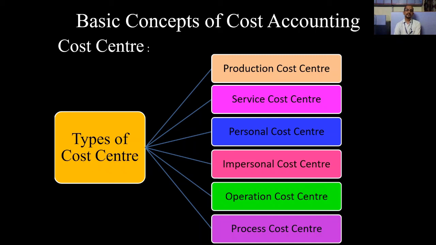Next, personal cost center. Here you identify the person, and then you can arrive at the cost incurred. Next is impersonal cost center. In simple words, it is one which is not a personal cost center. It may be a production cost center or a service cost center. Next is operation cost center. Where any operation or similar activities are being carried out, it is called operation cost center. And the last is process cost center. When there are specific processes or a continuous sequence of operations, that is called process cost center, and you arrive at the cost accordingly.